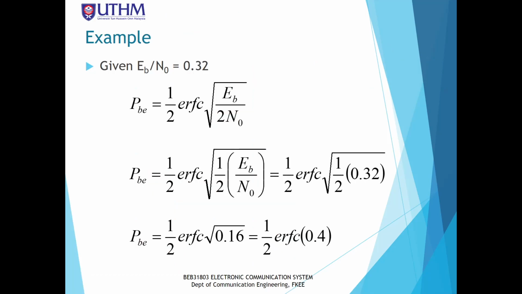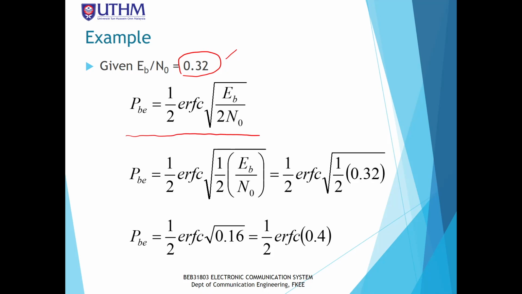So let's do the example. Given EB over N0 is equal to 0.32, find the probability of bit error. EB over N0 is the energy per bit over noise power spectral density, which is 0.32. Based on this value, find the probability of bit error of ASK using coherent detection. So this is the equation.